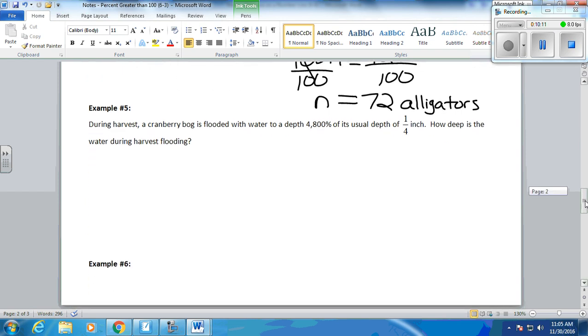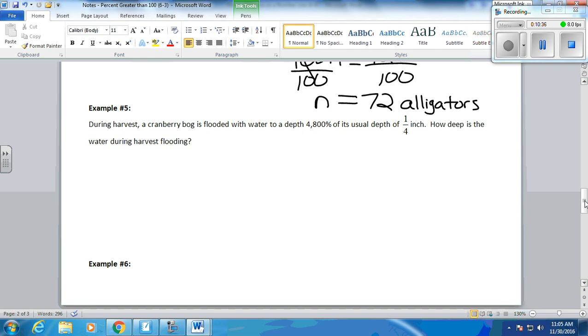Number 5 says that during harvest, a cranberry bog is flooded with water to a depth of 4,800% of its usual depth of a quarter inch. So how deep is the water during harvest flood? Looking at that, 4,800 sounds like it's going to be a huge amount here. I'm thinking that I'm going to be wading through feet and feet of water. So just let's figure out what it is.